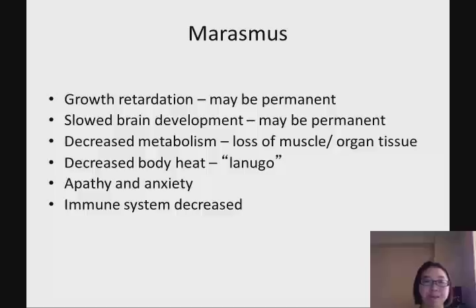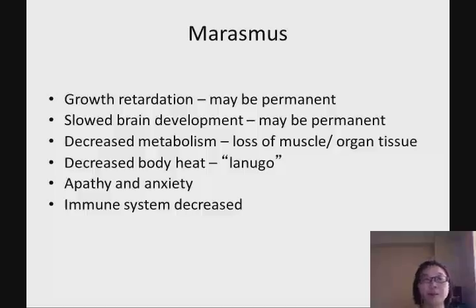Sometimes you can see their growth retardation is permanent, okay, and they have slow brain development because everything is deprived, and sometimes it's permanent. And then you're going to see decreased metabolism. This is one protection mechanism whenever we have energy deprivation. Of course, your body tries to slow down your metabolism rate. That's how it can save energy. So that's why they have decreased metabolism, and at the end they lose their muscle and organ tissue because at the end they still need to use protein to make the energy.